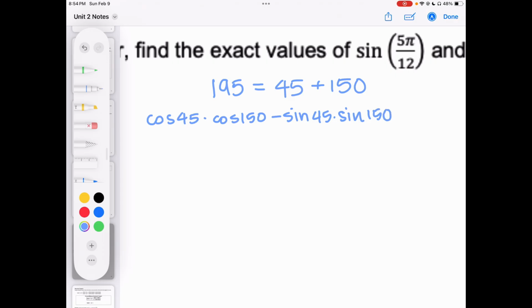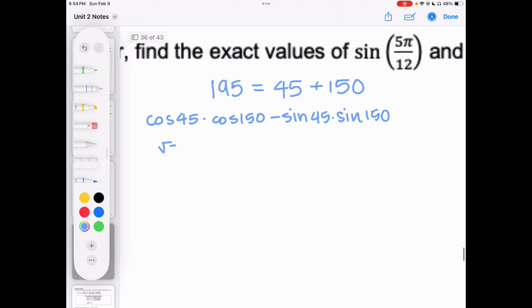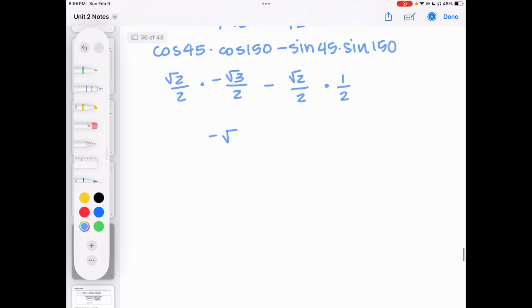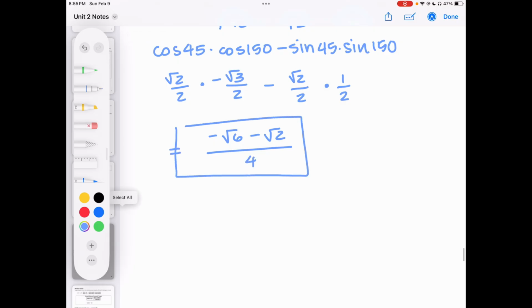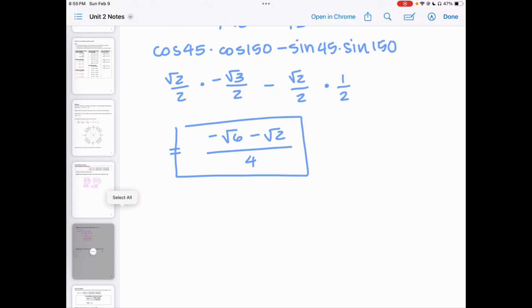Okay. Cosine of 45 is going to be root 2 over 2. Cosine of 150 is going to be negative root 3 over 2. Sine of 45 is again root 2 over 2. And sine of 150 is a positive 1/2. So here we're going to have negative root 6 minus root 2, all divided by 4. And that's going to be equivalent to cosine of 195.